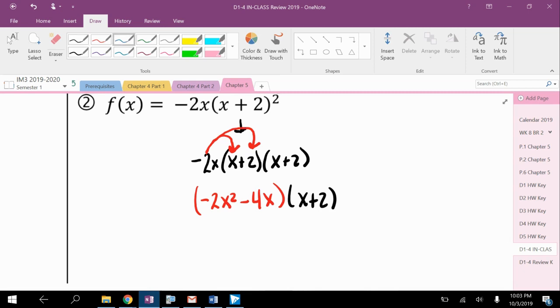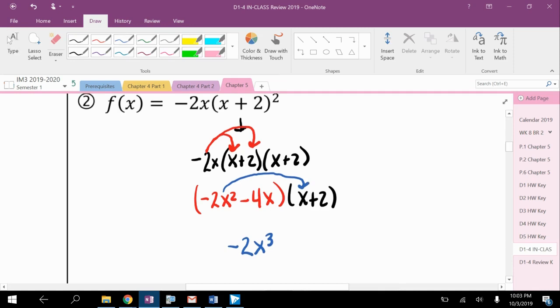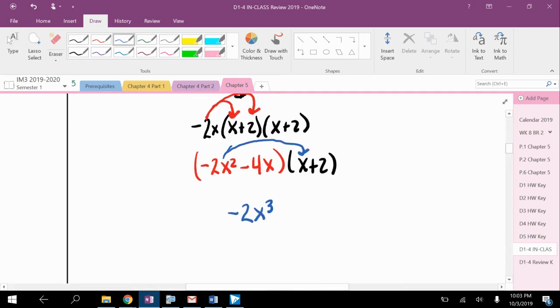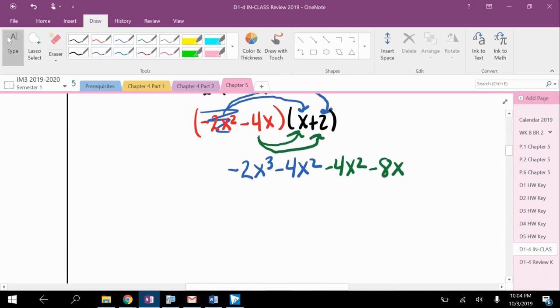So in blue here, I'm going to do -2x squared times x is going to get me a -2x to the third power. Remember, you're just adding exponents. -2x squared times 2 gets me -4x squared. All right, move on. This guy is done. We're done with him. So let's go ahead and move on to the next one in green. I have -4x times x gets me -4x squared, because x times x is x squared. -4x times a positive 2 gets me a -8x. And we're almost done.